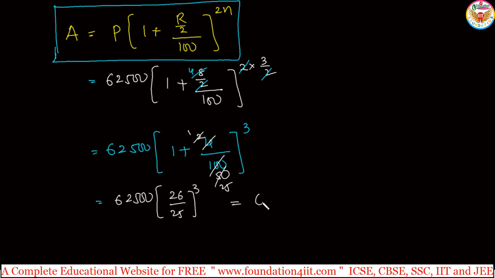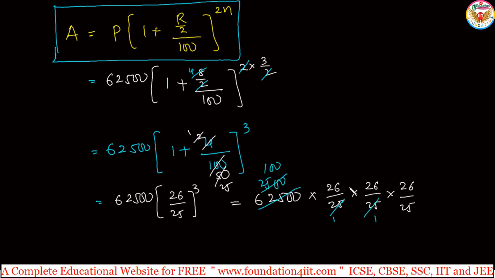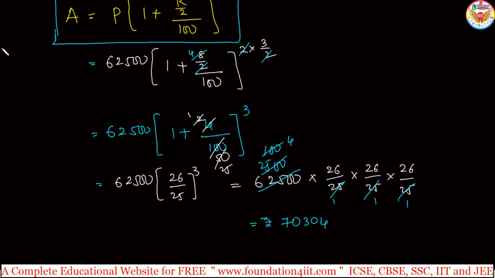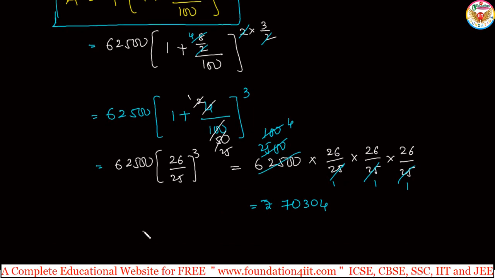So we can write 62,500 into 26 by 25 three times, so 26 by 25 into 26 by 25. Calculate this. 25 ones are 25, 25 times 625 is 0 0. Again 25 times 1, 100. Again 25 ones are 25, fours are 100. Finally, 4 into 26 into 26 into 26. If you calculate, the total is 70,304. That is the amount value we got.